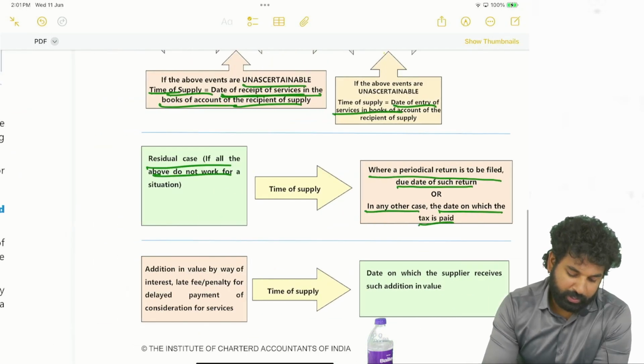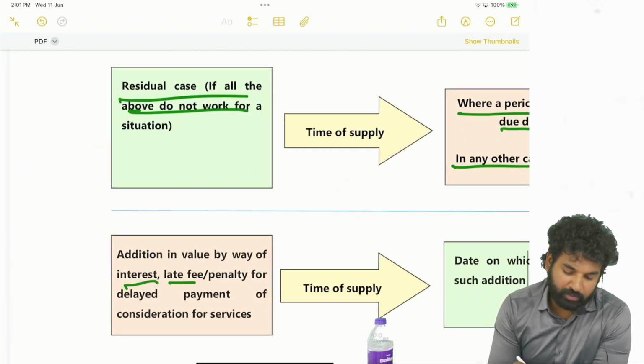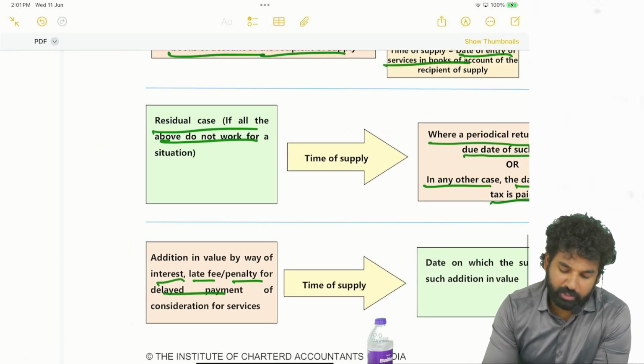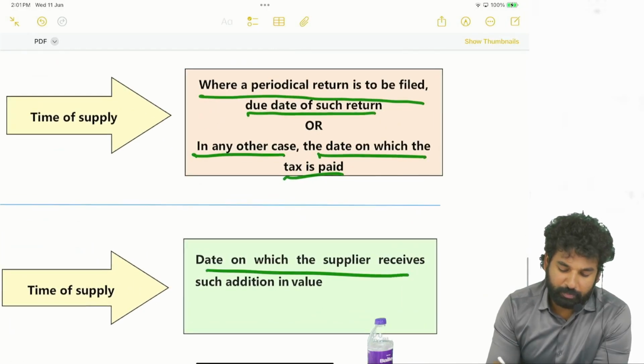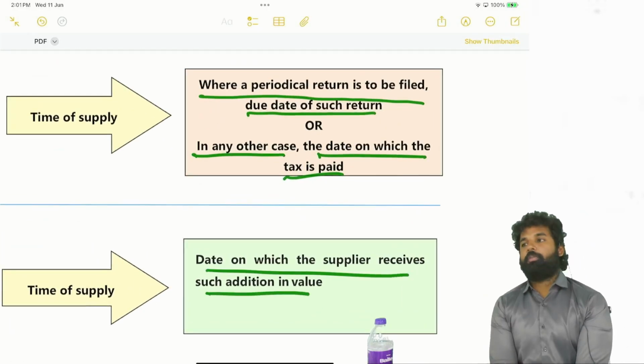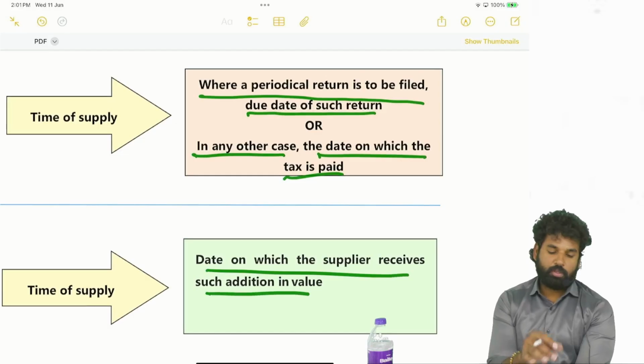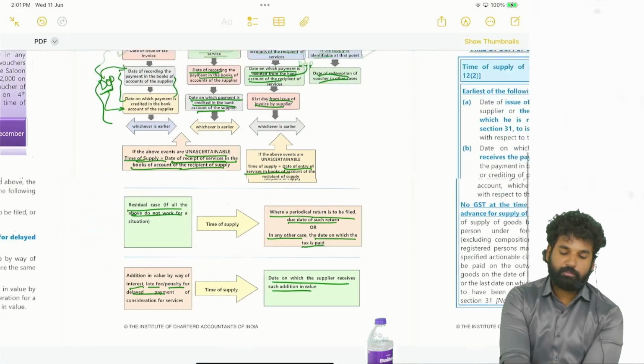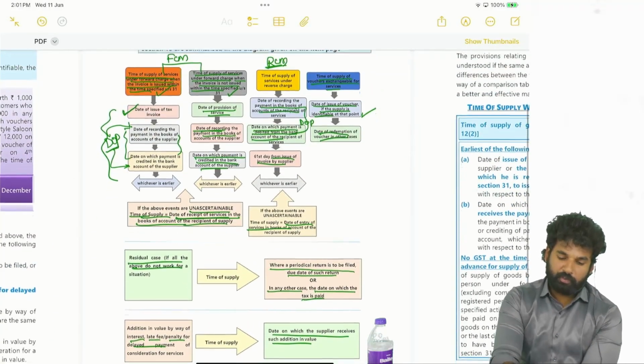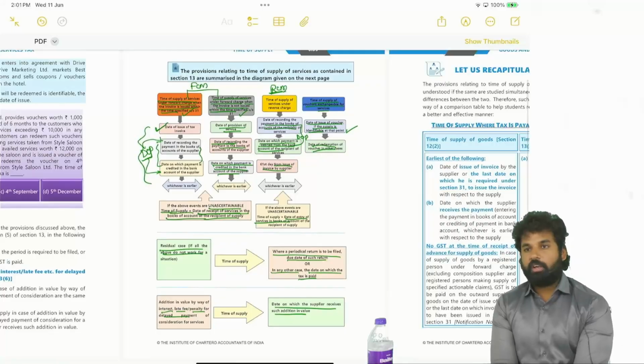Next, addition in value by way of interest, late fees, penalty or delayed payment of consideration. Time of supply will be the date on which the supplier receives such addition in value. So this is all about section 13. Section 12 is over, 13 is over. So the relevant part of section 31 is also over. You tell me the due dates as per section 31.